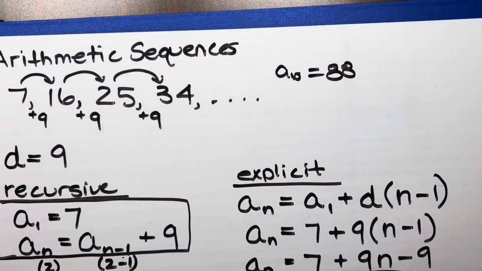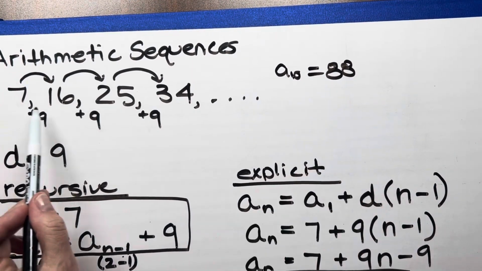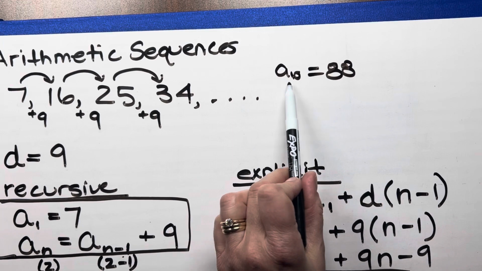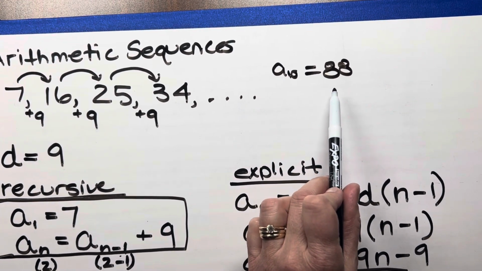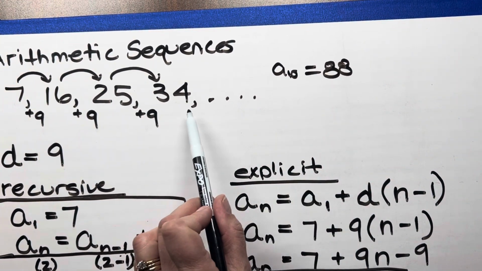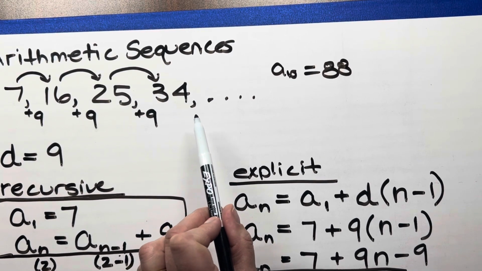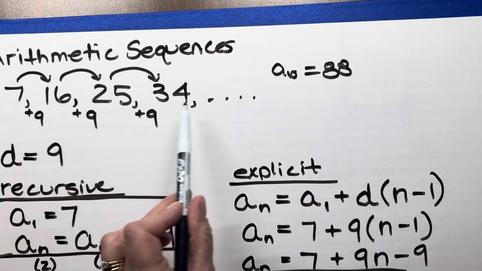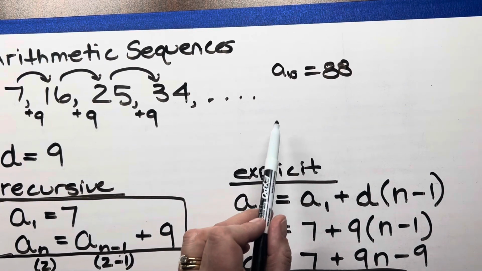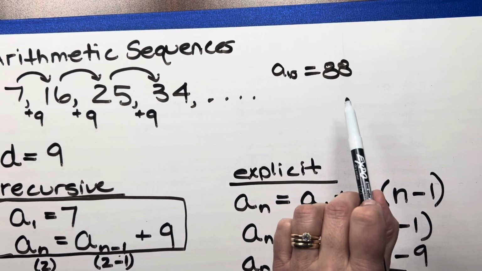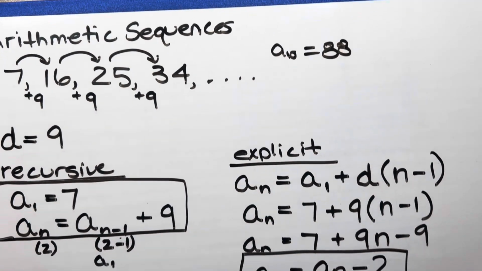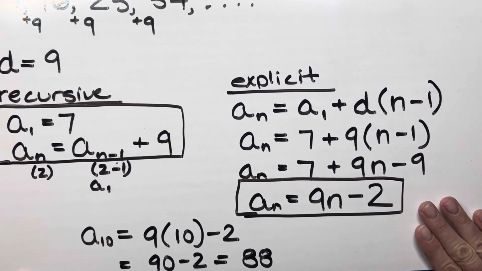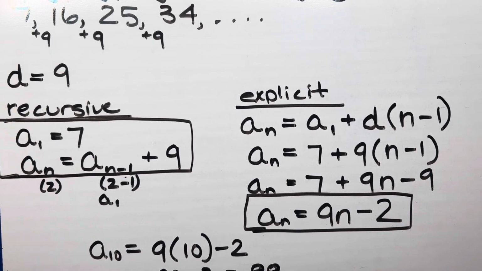Now, does my answer make sense? Probably, because these numbers are getting larger, and by the time I get to the 10th term, I should have a fairly large number compared to these. If you want to check yourself the first couple of times, just go through and do it with the recursive formula: add 9, keep doing that, and see if this answer matches up. If it does, then you have used the explicit formula correctly. So that's an example of how to use arithmetic sequences with both the recursive and the explicit formulas.